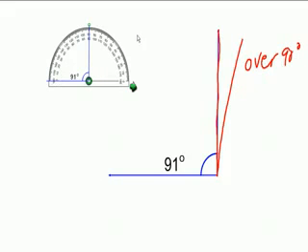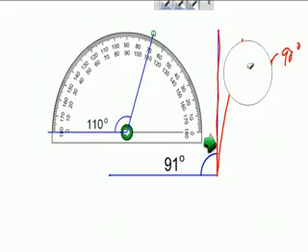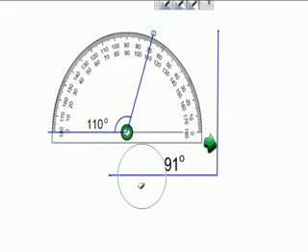So on your protractor, when you're looking at this, you're not going to read the top number here because obviously you can see that it's above 90 degrees. You're going to read the bottom number. So that's just another way you can read a protractor. So let's practice just a couple more.